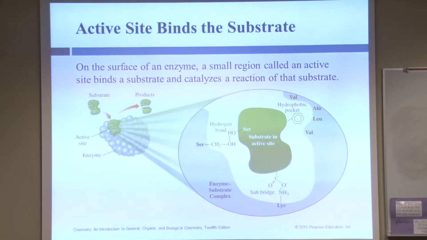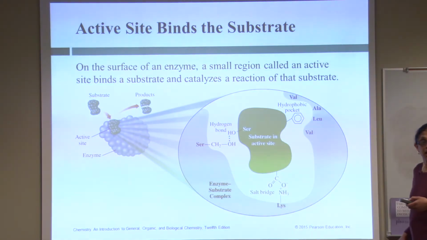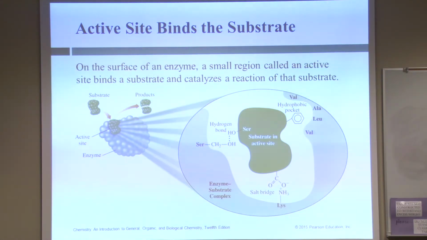How does an active site hold on to the substrate? Specific R groups interact with the functional group of the substrate to form hydrogen bonds, salt bridges, or hydrophobic interactions. So the active site has R groups. The active site has amino acids. This is a globular protein enzyme, a globular protein with many amino acids. So in the active site, there are amino acids.